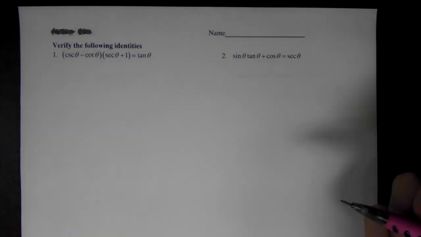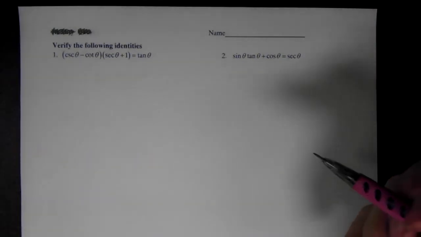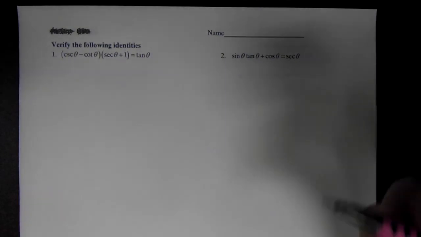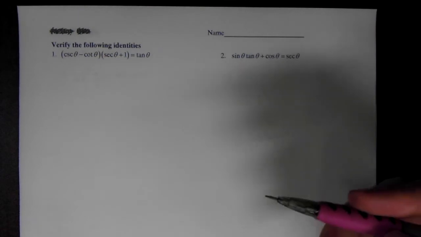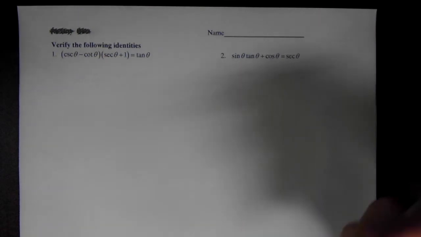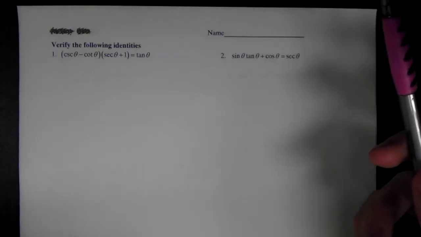And there's a couple different little tricks that you can use depending on what it looks like at the very beginning. The only thing you really have to remember is that you can only manipulate one side of the identity. Or at least that's what I want you to do, only manipulate one side. Remember that these are not equations. We can't multiply both sides by 2 or do anything crazy like that. We can only use the identities that we have memorized.